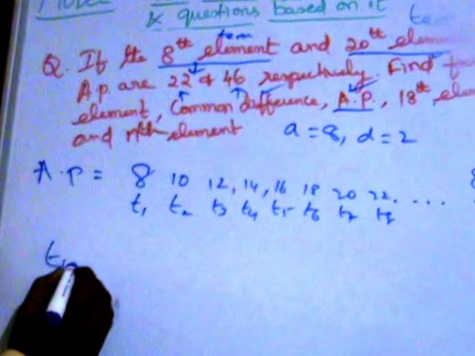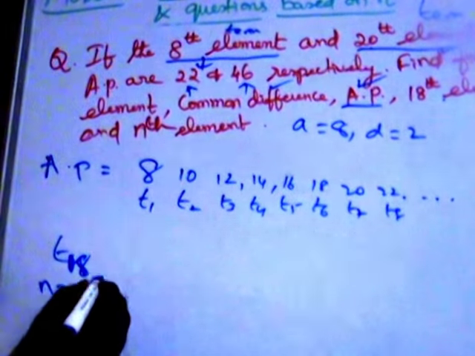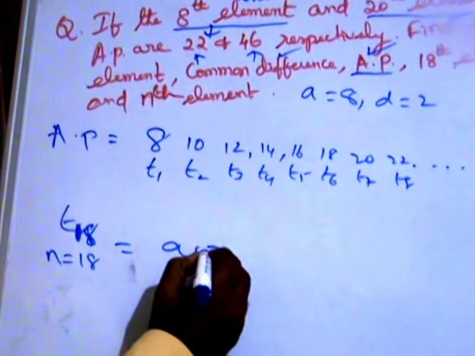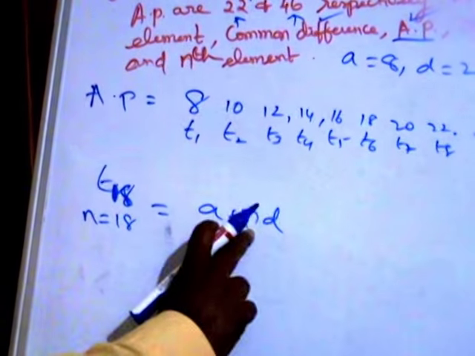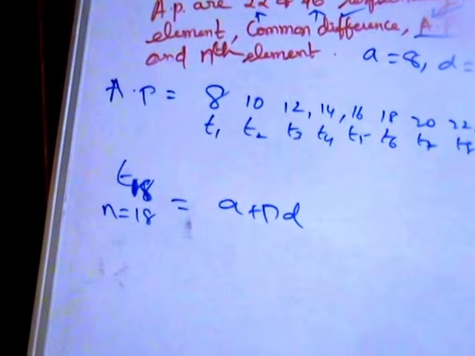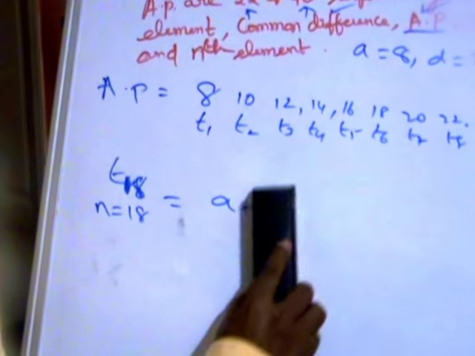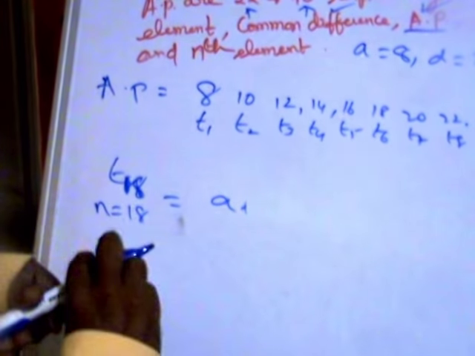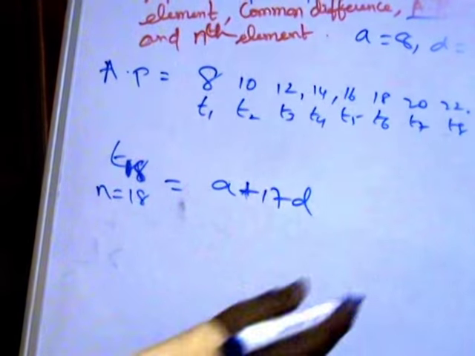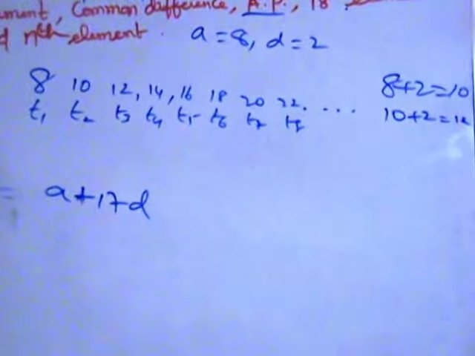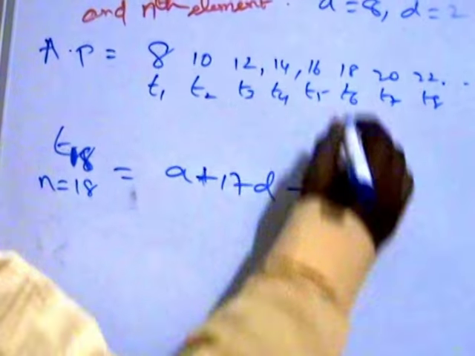Look here, I told you T18. T18 means you put n equal to 18. Straight away you can put A plus 17D. So when this kind of sum is given, you can put A plus 17D instead of it. I told you when n is 18, you reduce it by one. Or you can use the full formula, Tn equal to A plus n minus 1 into D, but this is shorter.